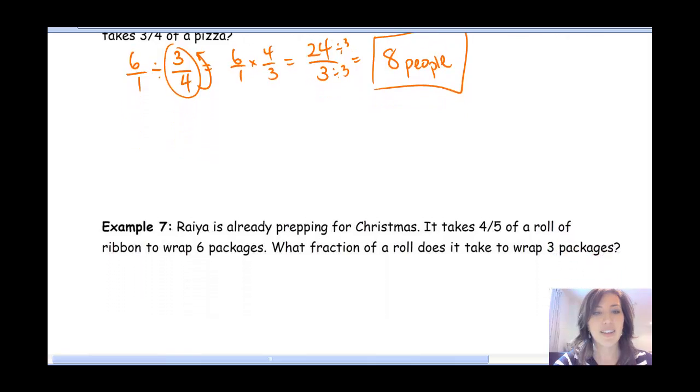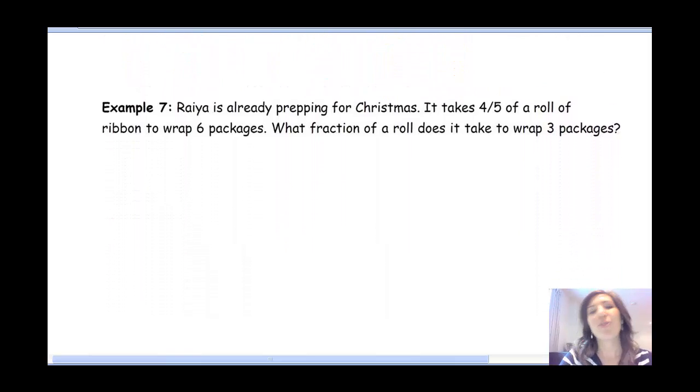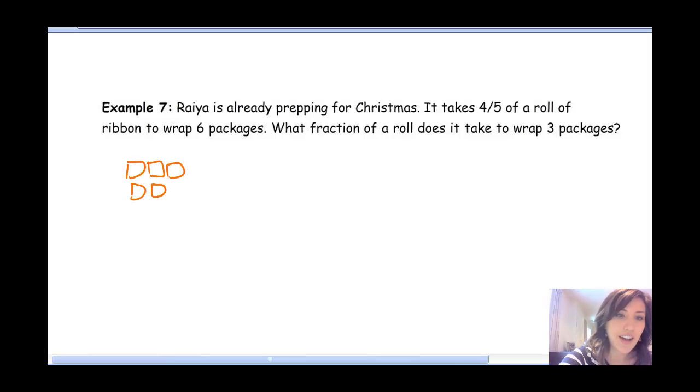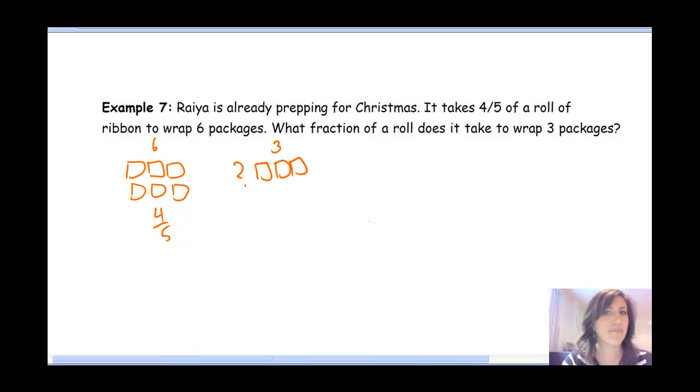And last example. Rhea is already prepping for Christmas. We've heard her Christmas music, and we know she's probably already wrapping her presents. It takes 4/5 of a roll of ribbon to wrap 6 packages. What fraction of a roll does it take to wrap 3? So if we have 1, 2, 3, 4, 5, 6 packages, and it takes 4/5 of a roll, how many rolls does it take to wrap 3 packages?